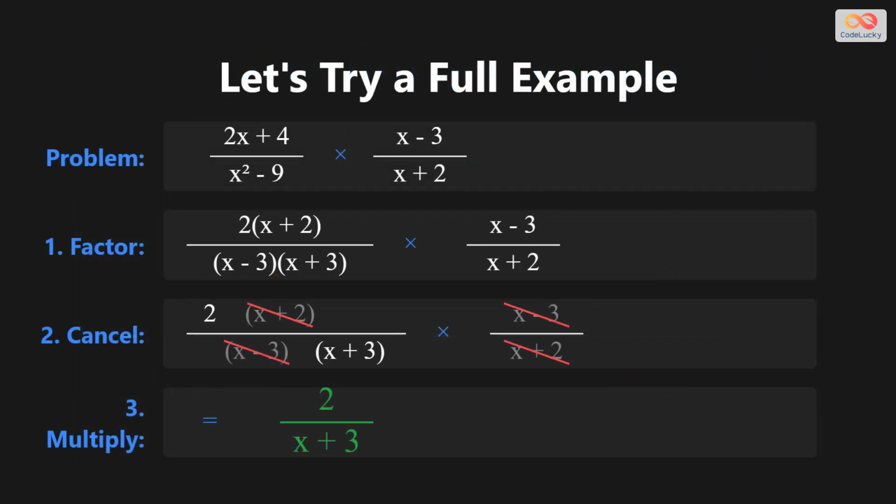Let's walk through a problem. We have 2x plus 4 over x squared minus 9 times x minus 3 over x plus 2. First, we factor everything. This gives us 2 times the quantity x plus 2 over the quantity x minus 3 times x plus 3 times x minus 3 over x plus 2. Now we cancel the common factors, the x plus 2 on the top and bottom, and the x minus 3 on the top and bottom. The only thing left is 2 in the numerator and x plus 3 in the denominator, which is our final answer.